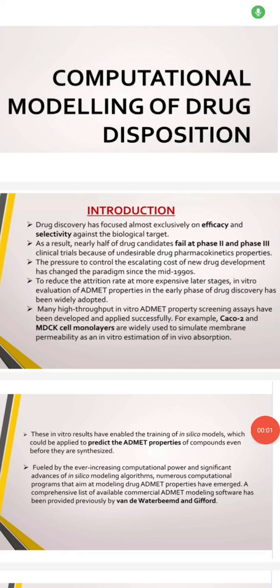Good evening students. Today I am going to discuss the computational modeling of drug disposition from chapter 2 of CAT. Here we have the introduction.